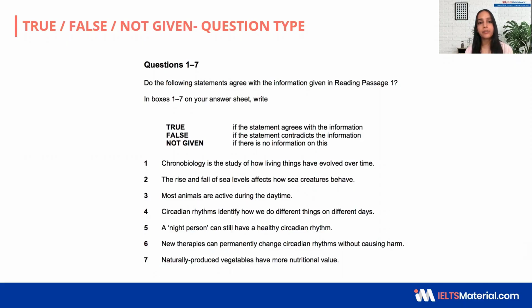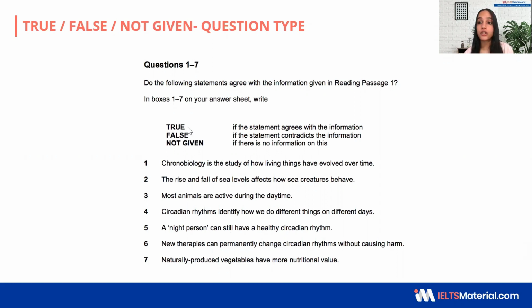Now let's dive in. Let's have a look at the question type. So how do these questions look like? So you're given a series of statements, as you can see, 1 to 7. What you need to do is identify the information given in these questions with respect to your reading passage.